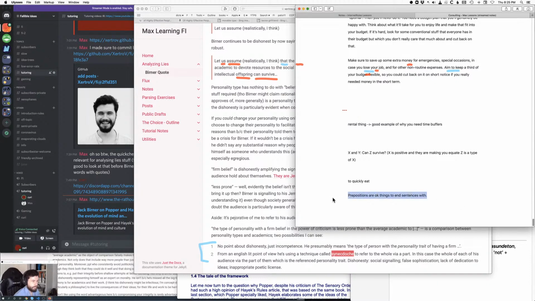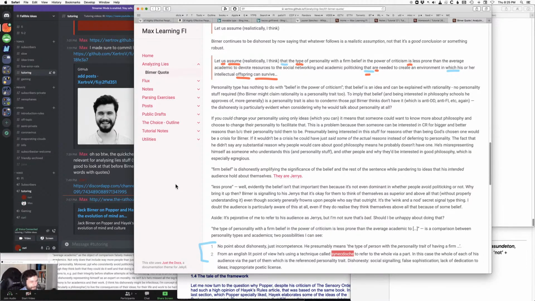My rebuttal. So I thought if he was deliberately doing the technique or doing an English lit thing, then there's stuff like social signaling, like inappropriate poetic license. I feel like that is bad as well. That's the weakest of the four, I think.